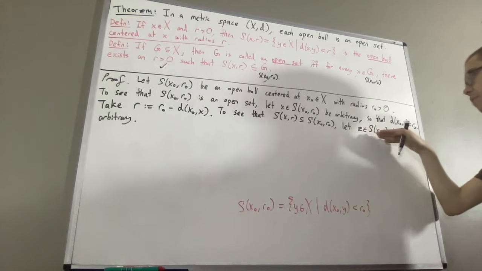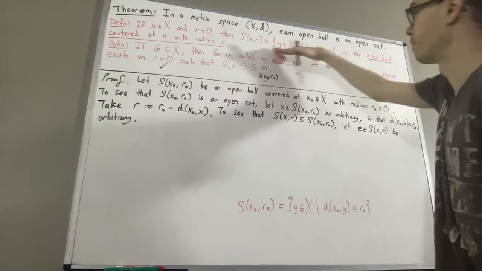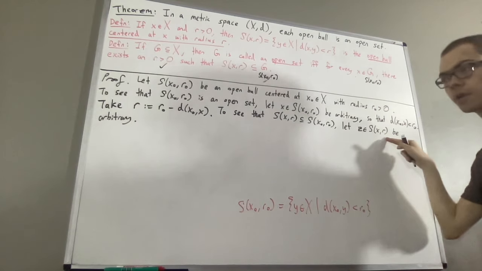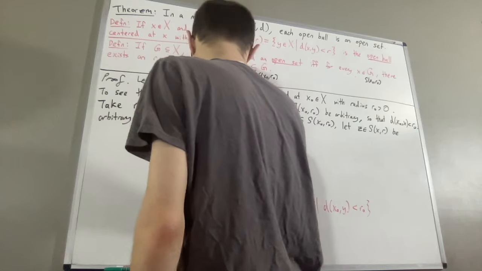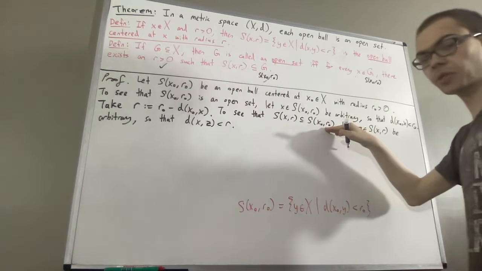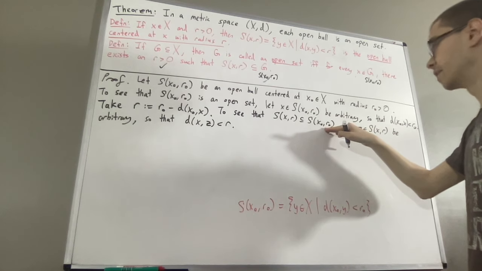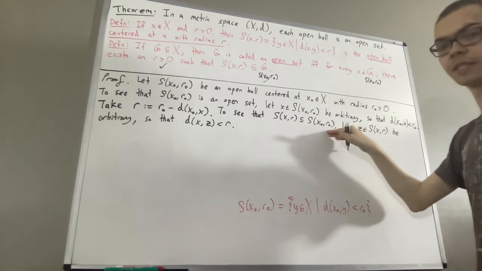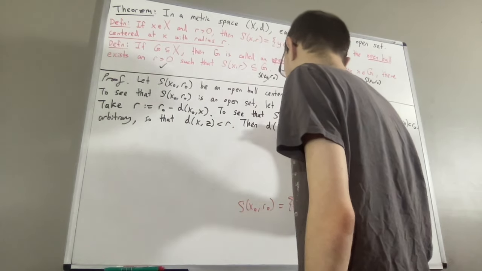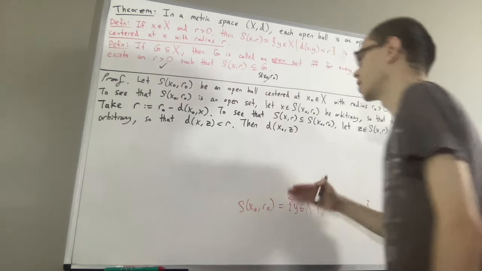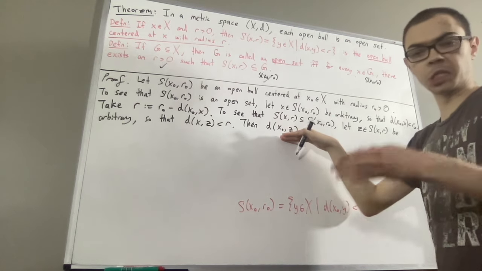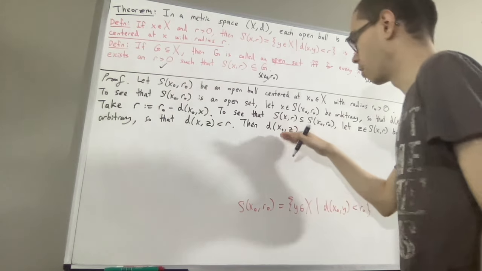Now since z is an element of S of x comma r, according to the definition of an open ball, that means that the distance between x and z is less than r. The whole goal is to show z is an element of S of x naught comma r naught. And to do that, we want to show that the distance between x naught and z is less than r naught. Well, if we write out the distance between x naught and z, the idea is we are applying the fourth condition of a metric space, essentially the triangle inequality condition.